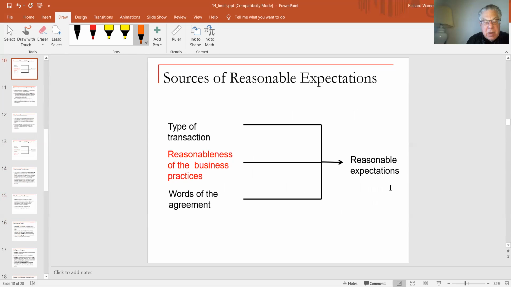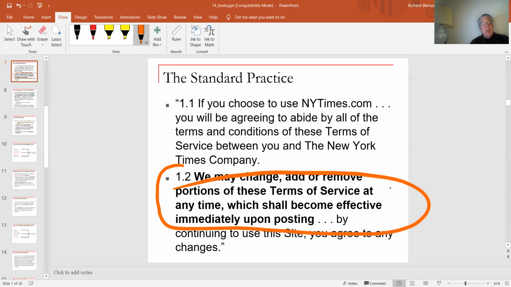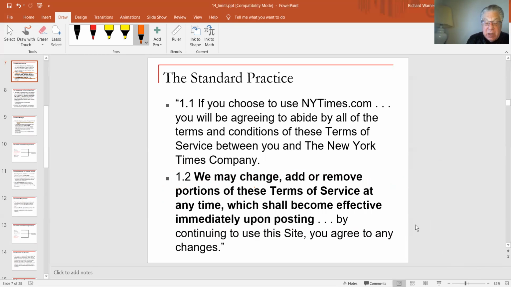And so we get, let's go back to the New York Times. That's why we get contracts like this, right? This gives the business the right to make virtually any change it wants to make, right? So that is the lawyer solution. Now, that was the lawyer solution. That's why all your online contracts read this way.